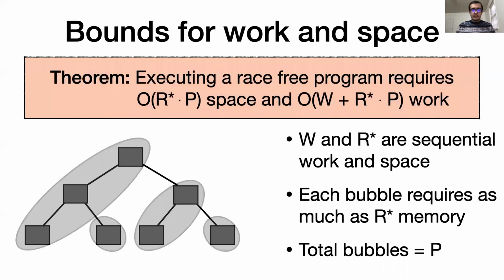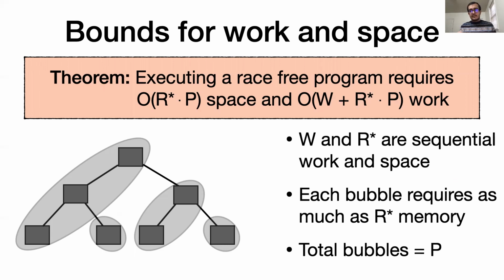We show bounds with heap scheduling. Specifically, we show that executing a race-free program on P processors requires at most R star times P space and W plus R star times P work asymptotically. Here, W and R star are the sequential work and space. So if you look at the space bound, there is an R star times P. This P blow up is expected because if you use R star amount of space in sequential execution, then there are programs that will allocate P times that if you execute them in parallel. Basically, each thread is allocating the same amount of memory as it would have in sequential.